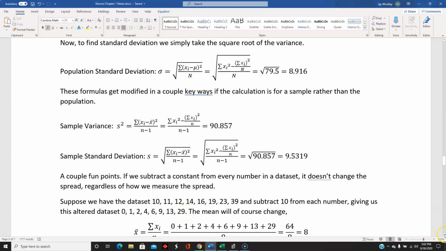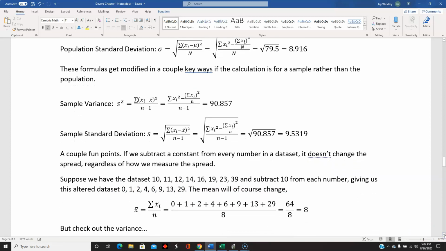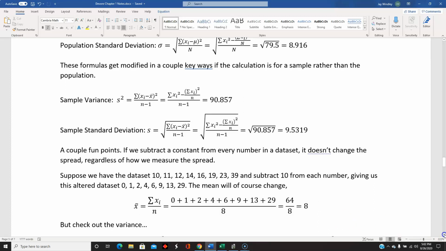If I find the mean, of course, I'm going to get a different mean because I subtracted 10 from everything. And as a matter of fact, notice, surprise, surprise, the mean is now 8 instead of 18. The mean went down by 10 because I subtracted 10 from everything. But check out what happens with the variance.